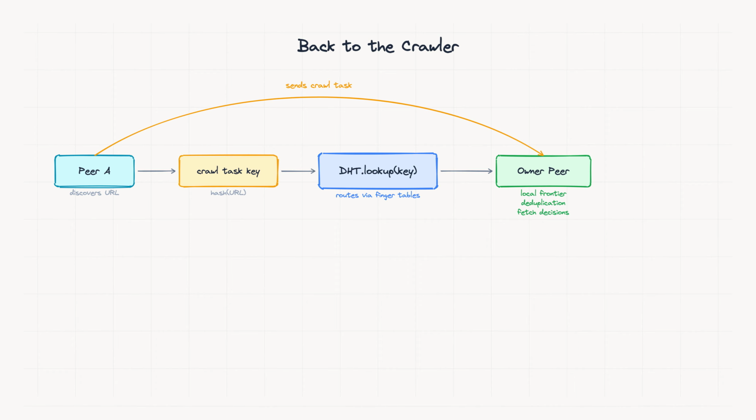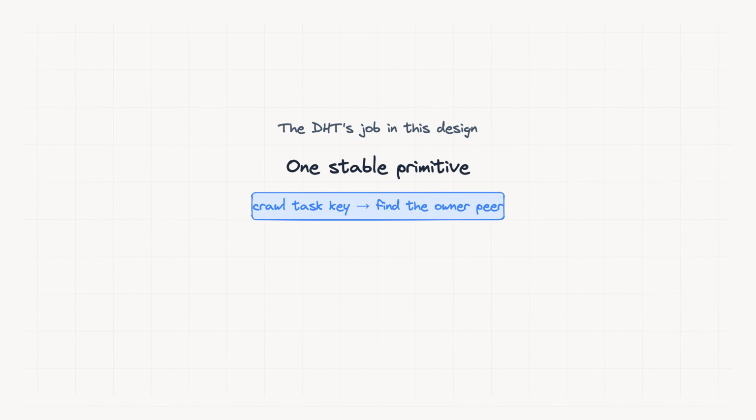It manages the local frontier for its key range, handles deduplication, decides when to actually fetch. And that's the DHT's job in this design. It gives us one stable primitive. Given a crawl task key, find the owner peer. We know how to find the owner of a key.